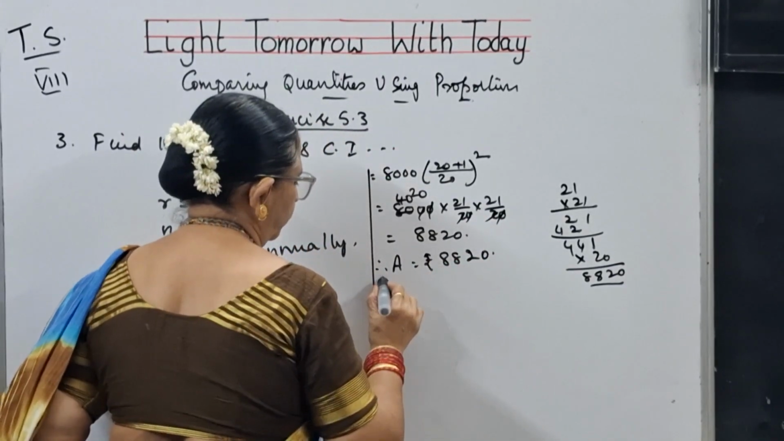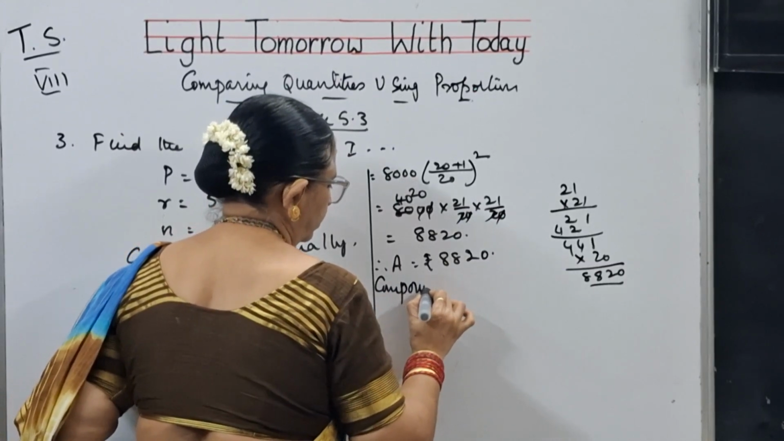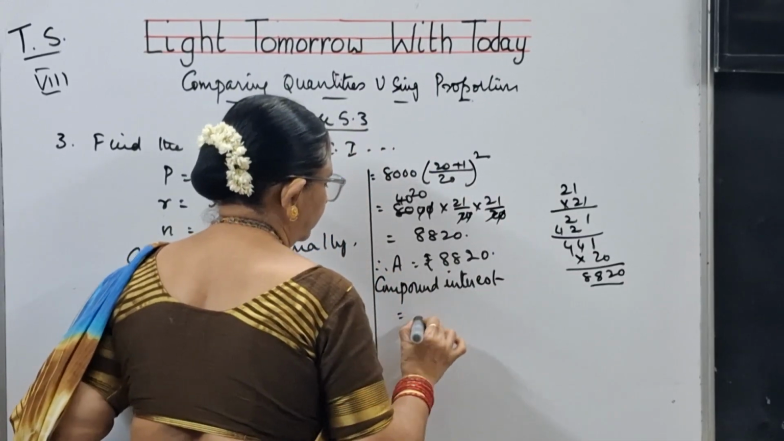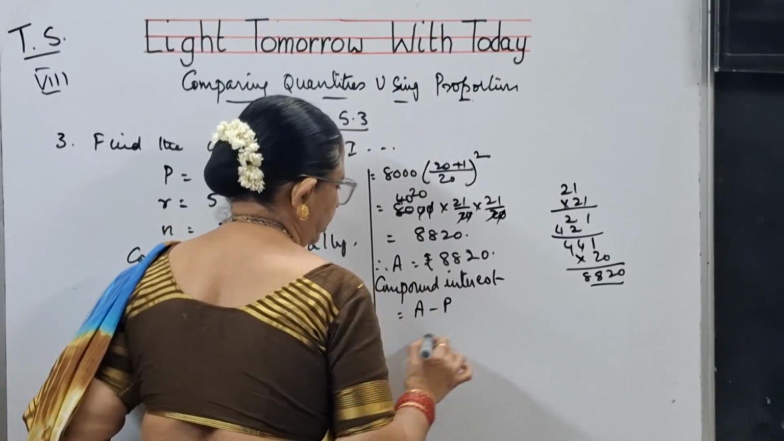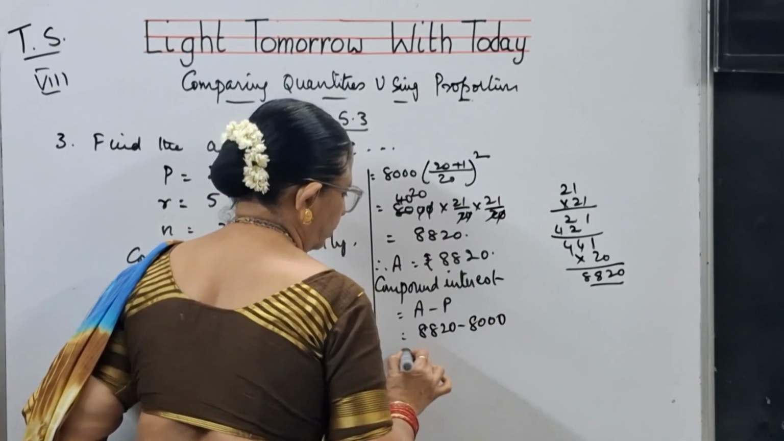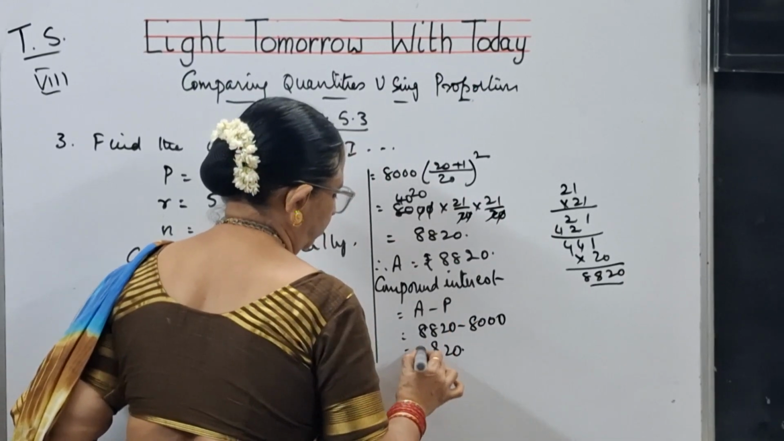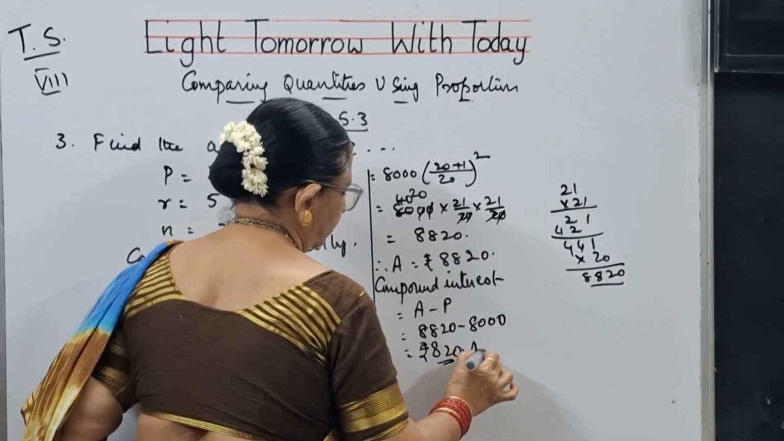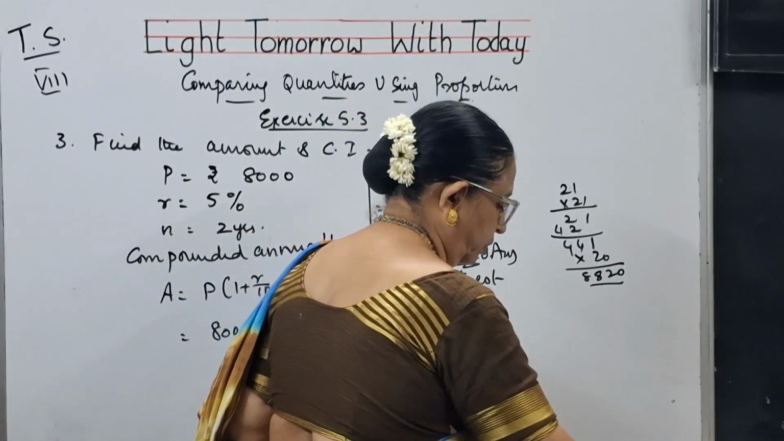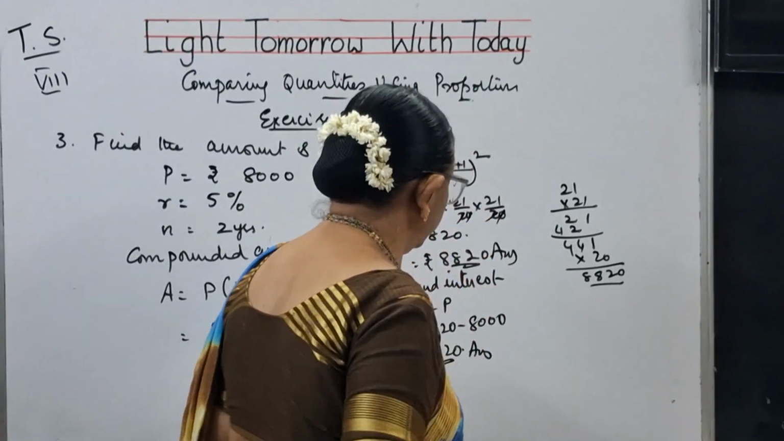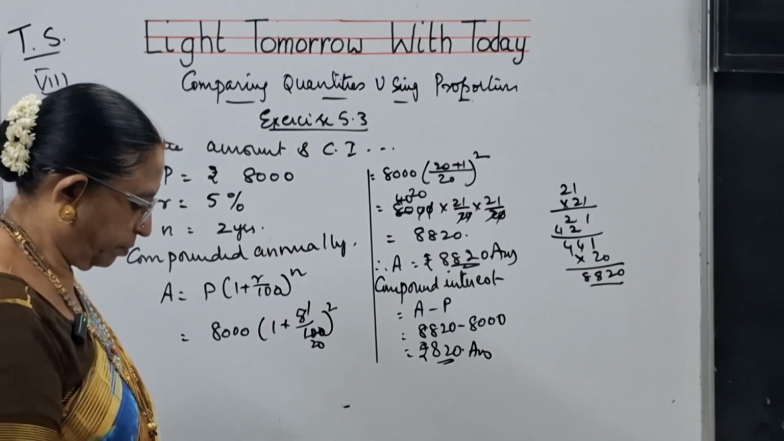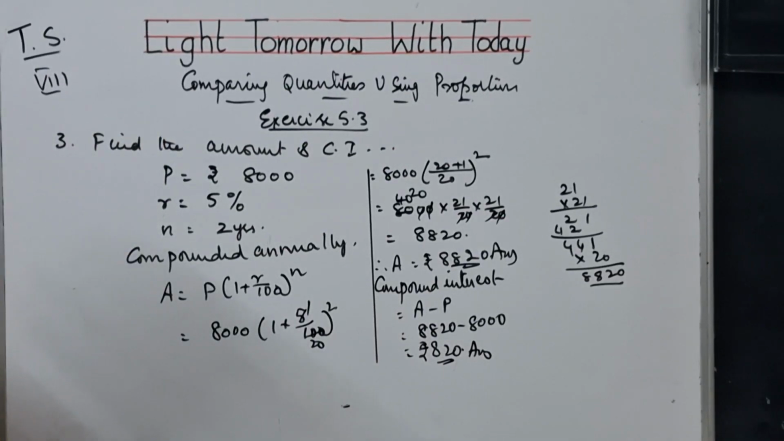Now we want compound interest. They are asking amount as well as compound interest. Compound interest is nothing but amount minus P. That is 8,820 minus P, which is 8,000. So you will be getting 820 rupees. 820. This is one answer and this is another answer. Now amount, and then you have got compound interest. Both the values I have done, children. Please copy it. This is the third problem.